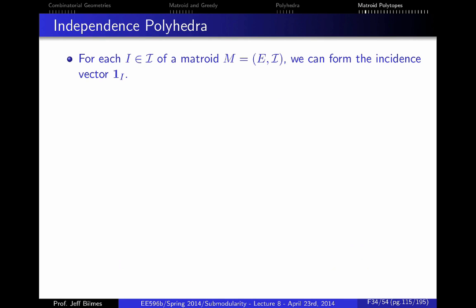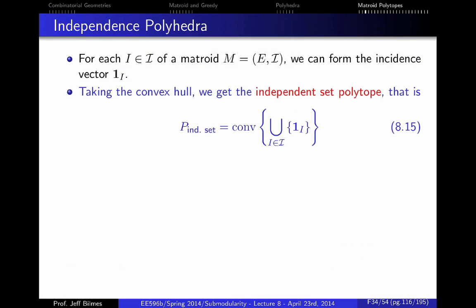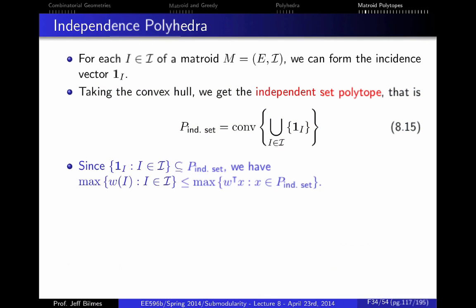Okay, so what we're going to do then is form a polytope, or a polyhedron actually, associated with the incidence vectors of the independent sets of the matroid. We've got this matroid, and for every independent set I, let's look at its incidence vector, 1_I, and we can construct an independence polytope. This is the convex hull of the incidence vectors of the independent sets of a matroid. We're going to name this polytope P_ind, or P-ind set. Okay? So that's one polytope. It's guaranteed to be a polytope because it's the convex hull of a bunch of incidence vectors.